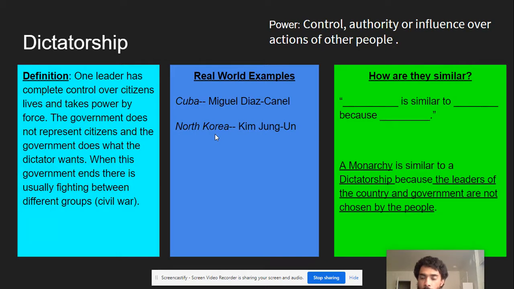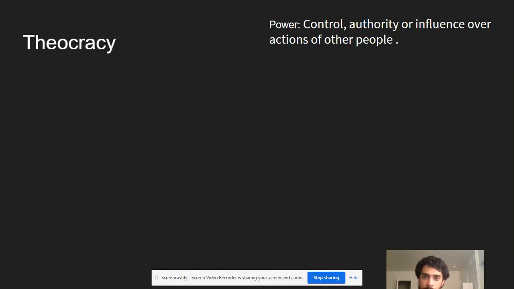Now I want you to answer the question: how are they similar? How are dictatorships and monarchies similar? Here is my response. You're going to come up with your own. A monarchy is similar to a dictatorship because the leaders of the country and government are not chosen by the people. Now you answer the question.